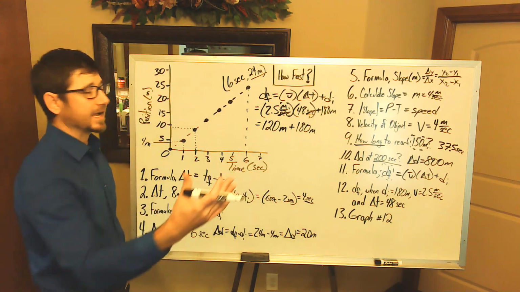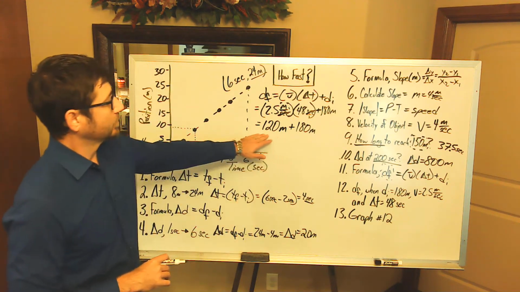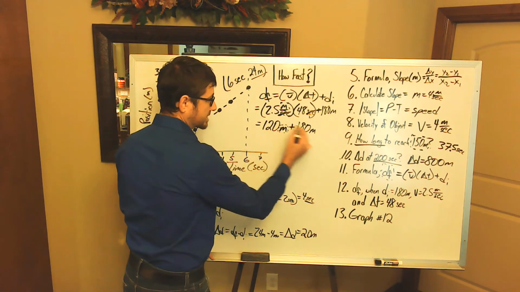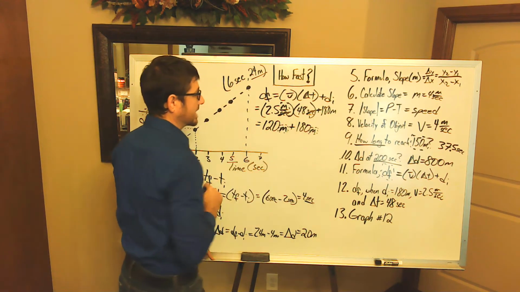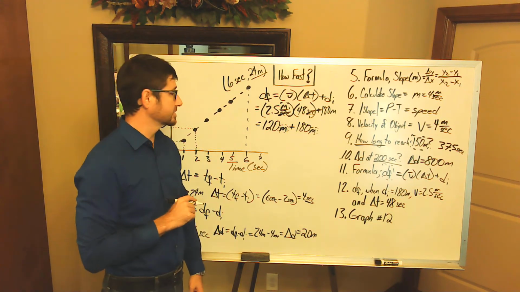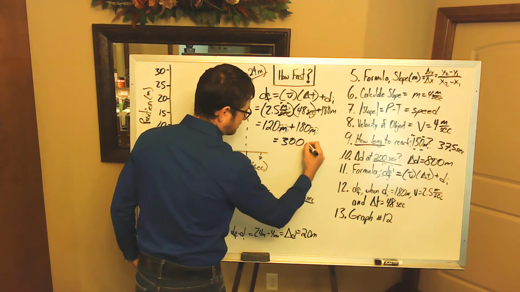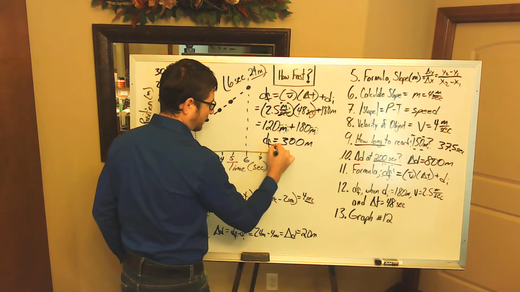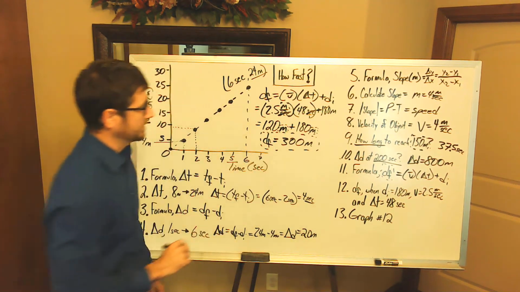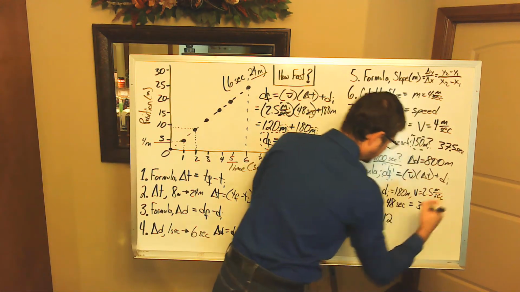And the question I want to ask you here is, can we add these together? Well, we can add them together because we have the same units. Units of meters and units of meters. So 120 plus 180 meters is going to give us 300 meters. And that is our final displacement. Okay, so let me write this down, 300 meters.